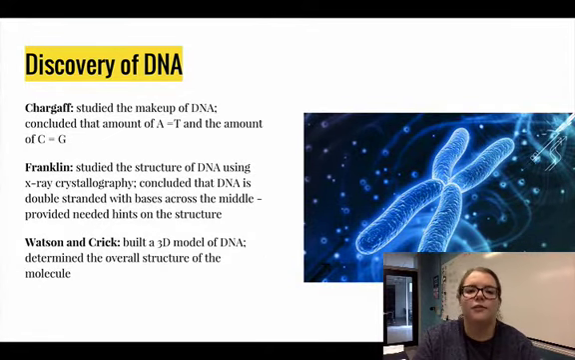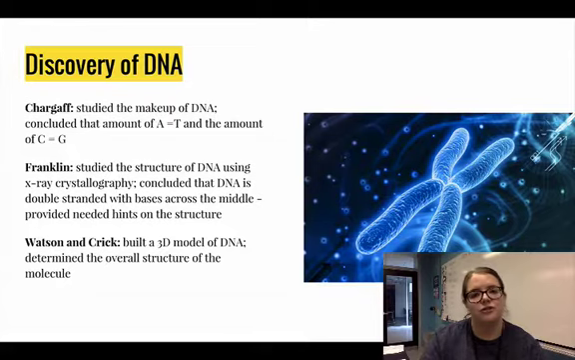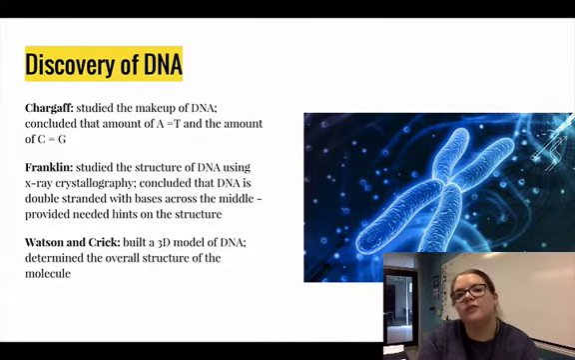Next came Chargaff. So Chargaff wanted to know more about the makeup of DNA. And so what he did was he studied a bunch of different species and he looked at the nitrogenous bases present. And what he would do was measure the amounts. And he found that the amount of A always equals the amount of T, and the amount of C always equals the amount of G.